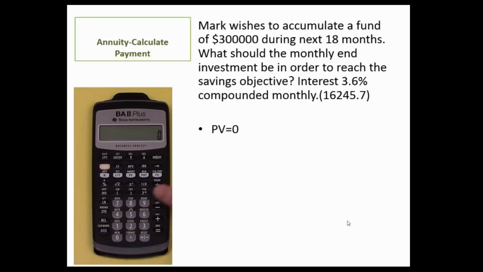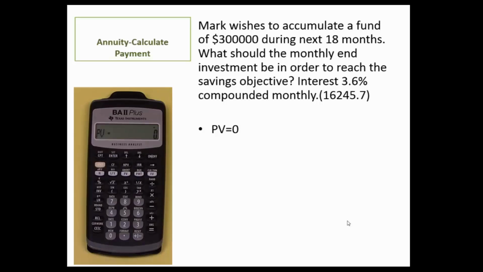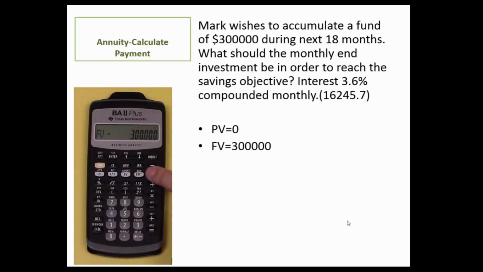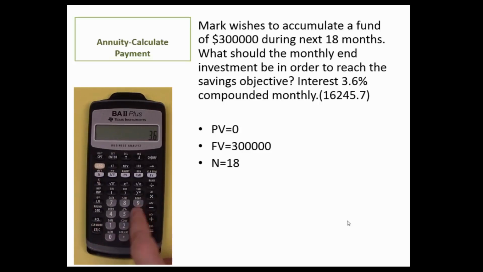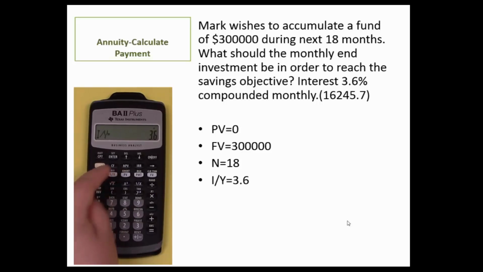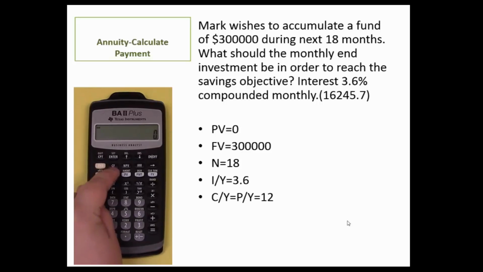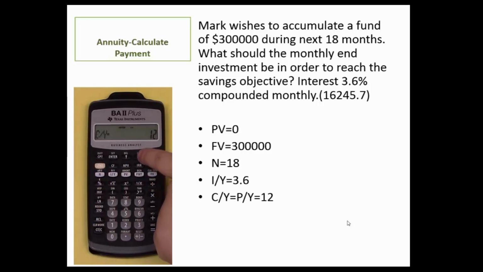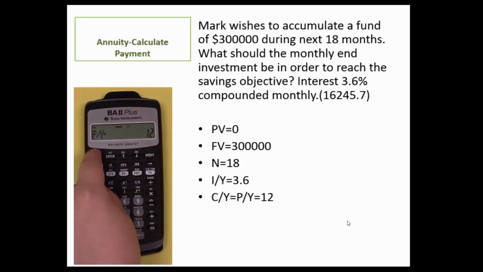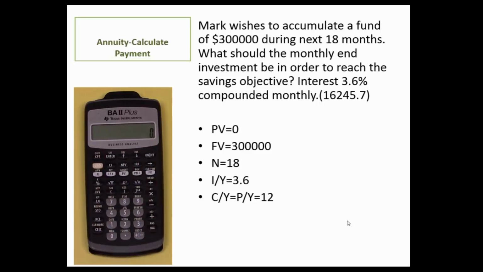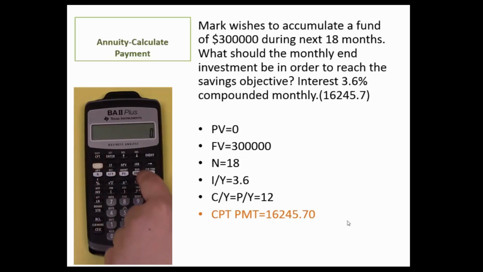First, enter 0 for the present value. Then $300,000 for the future value. N equals 18 for the number of months in this period. The IY value is 3.6%, and the compounding value is 12. Finally, press Compute PMT to get the answer.